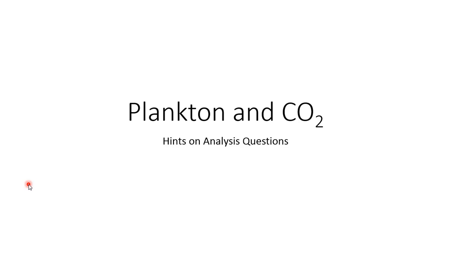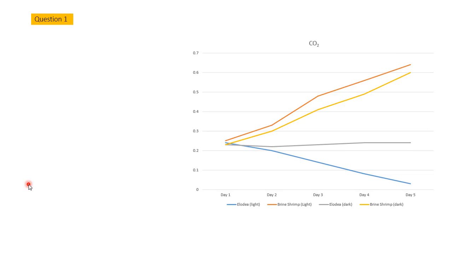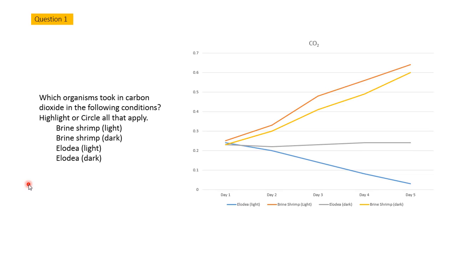So, plankton and CO2, hints on analysis questions. Question number 1, which organisms took in carbon dioxide in the following conditions? Circle or highlight all that apply. So which ones took in carbon dioxide? Here are our carbon dioxide levels, and the levels are going up according to this over here. So which ones took in carbon dioxide? That means the levels will be going down, right?